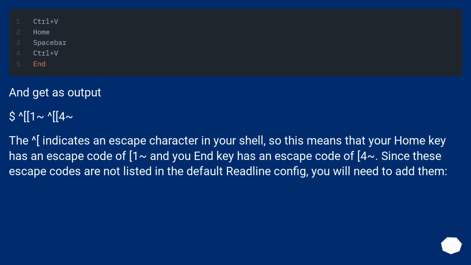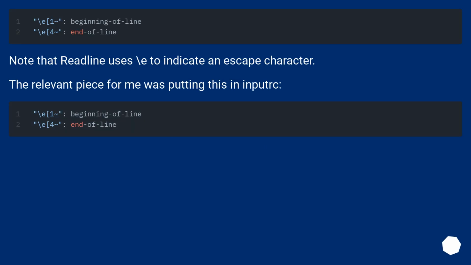And get as output ^[[1~ ^[[4~. The ^[ indicates an escape character in your shell, so this means that your home key has an escape code of [1~ and your end key has an escape code of [4~. Since these escape codes are not listed in the default Readline config, you will need to add them. Note that Readline uses \e to indicate an escape character. The relevant piece for me was putting this in inputrc.